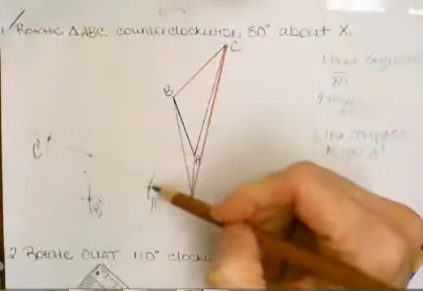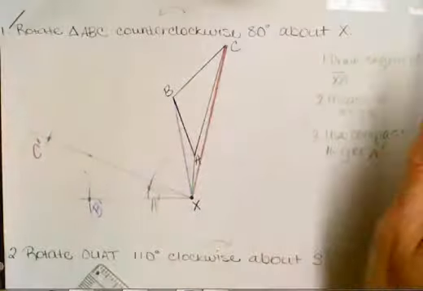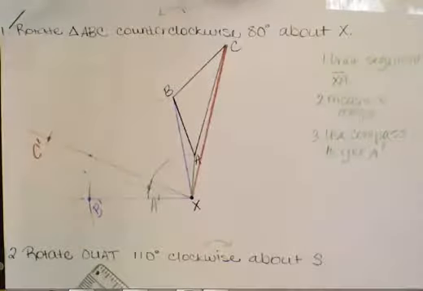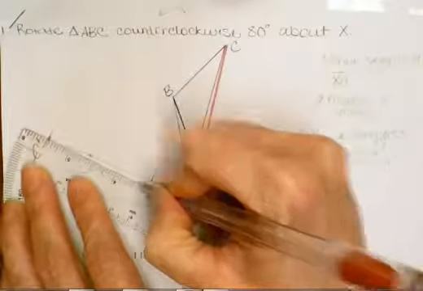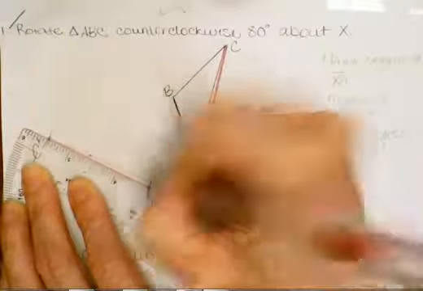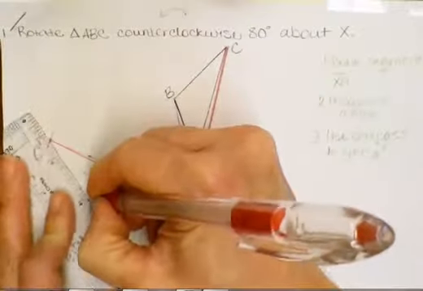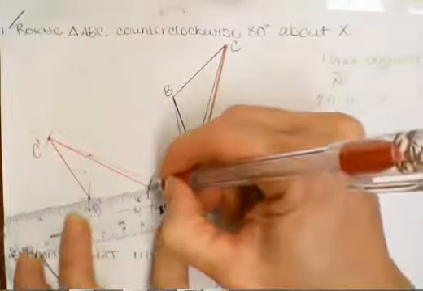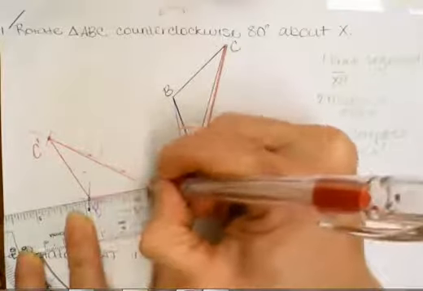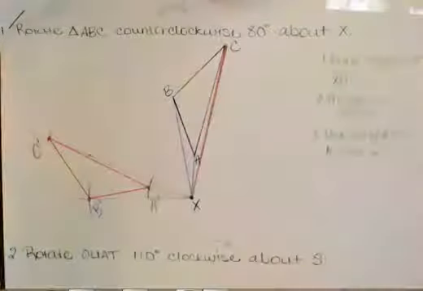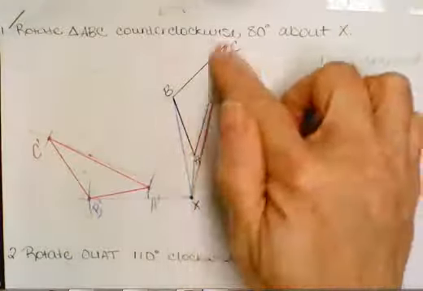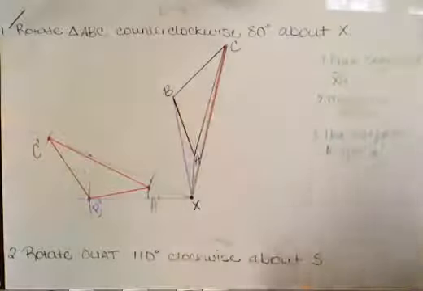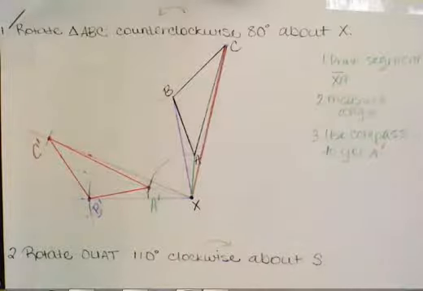Okay, so we now have A prime, B prime, and C prime, and I want to use my pen or my pencil and draw that in then. So A prime to C prime, B prime to C prime, and lastly A prime to B prime. And it doesn't matter what order you connect them in as long as you get them all done. Okay, so now we see that rotation about point X of triangle ABC going counterclockwise.